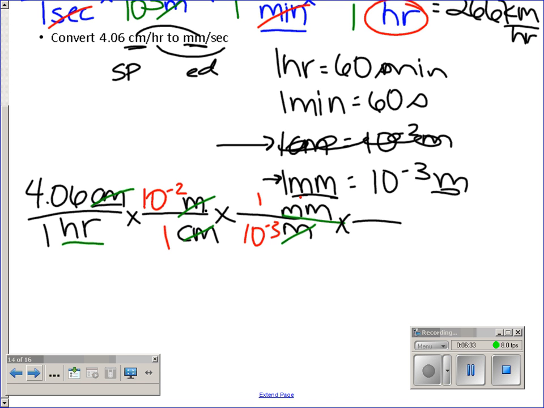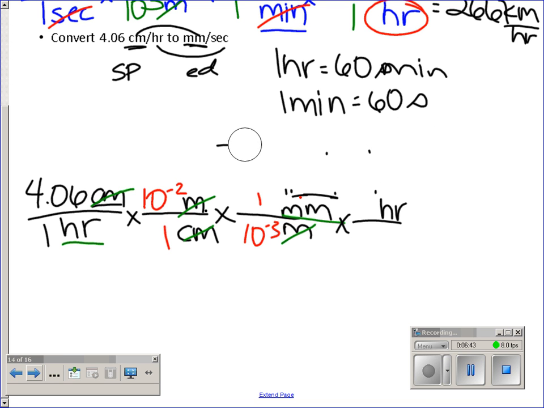If hour is on the bottom of my starting point, it has to be on the top in order to cancel. I'm going to erase the two equivalence measures that I've used just to get them out of the way. So if hours is on the bottom of my starting point, it has to be on the top here. Look for the equivalence measure with hours. So hours goes on the top, minutes goes on the bottom. Plug in the values that belong. 1 hour for 60 minutes. Hours cancel, I'm left in millimeters per minute.